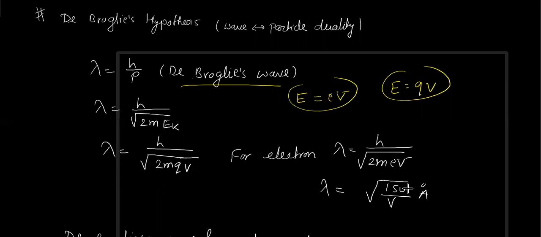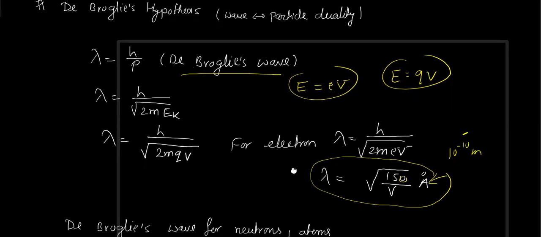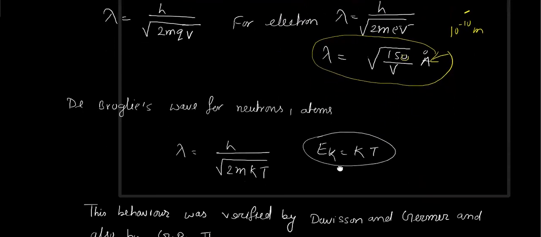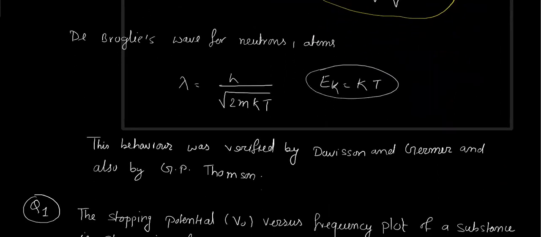And especially for an electron, if you measure the value, you will get this expression: lambda equals root under 150 by V, and this is in the unit of angstrom, which is 10 raised to power minus 10 meter. So this is just a revision. That's why we are not dealing in detail here.